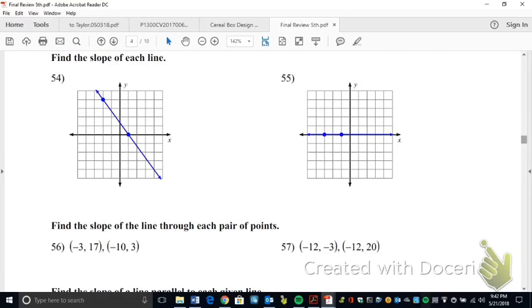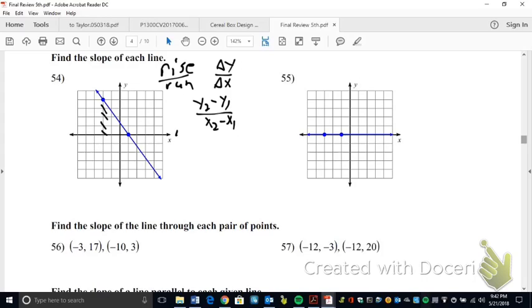Okay, so slope. Different ways to find slope. We can go rise over run. We can talk about it as the change in y over the change in x. Or we can talk about it as y2 minus y1 over x2 minus x1.